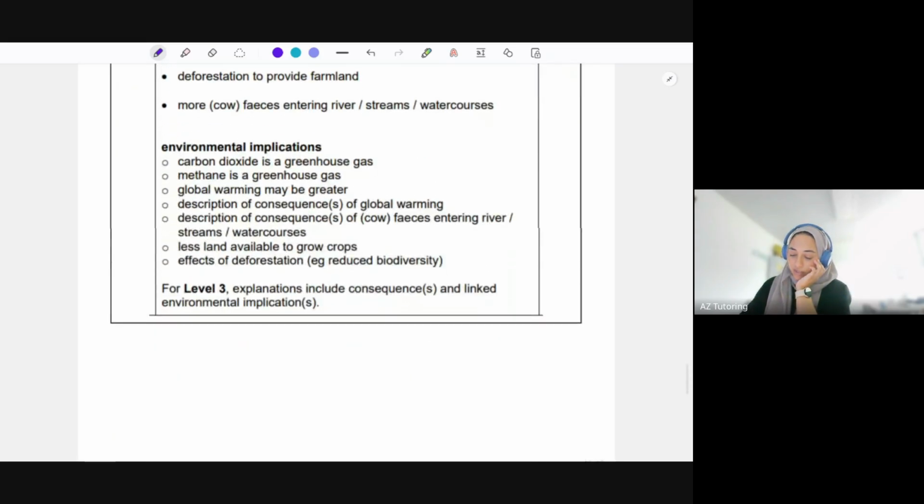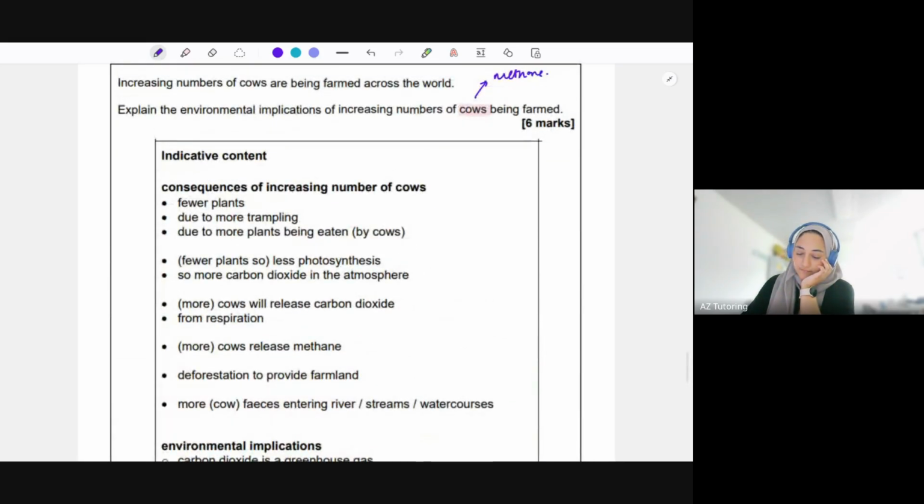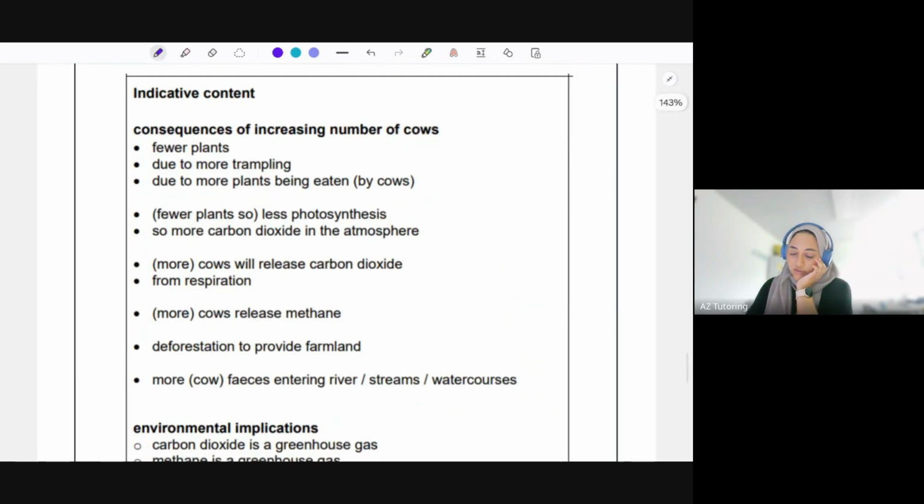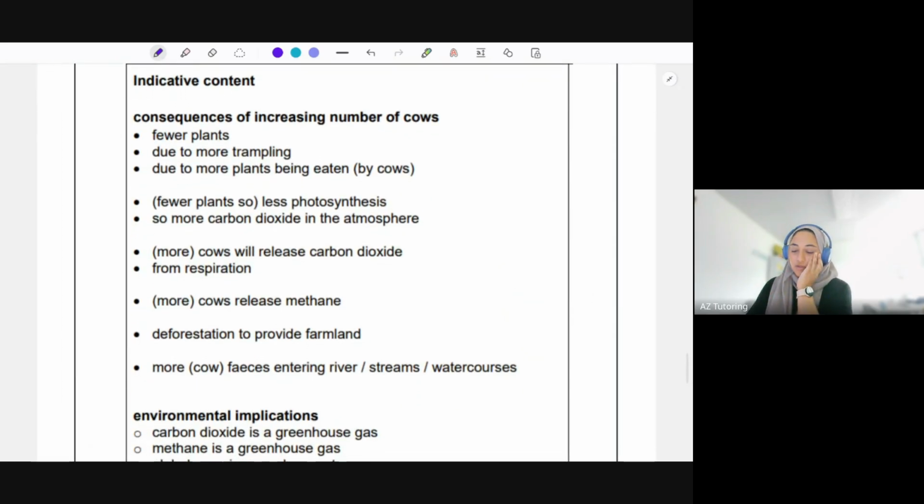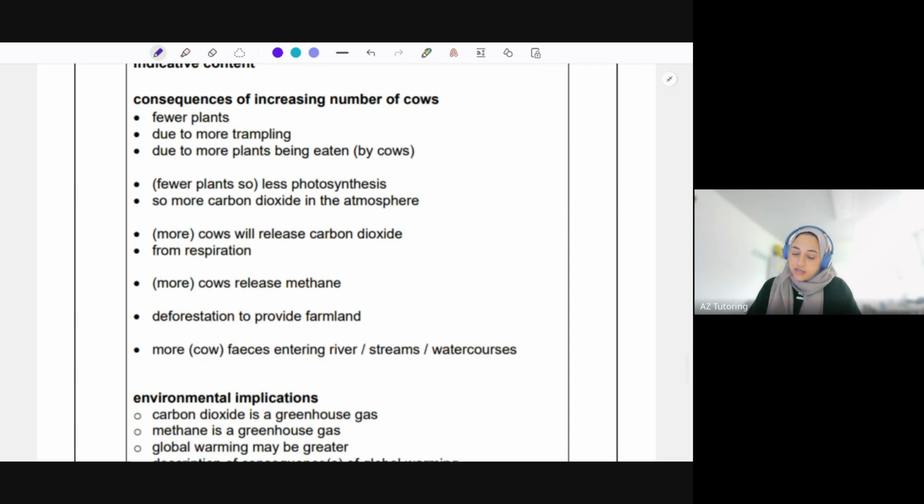Okay, so let's have a look at the mark scheme for 6 marks. So consequences of increasing the number of cows. If you're increasing the number of cows, there's fewer plants due to more trampling, which makes sense. So if there's fewer plants, then there's less photosynthesis happening because they're not taking in the carbon dioxide. So fewer plants due to more trampling. So you have to explain it. Trampling from the cows, due to more plants being eaten by cows.